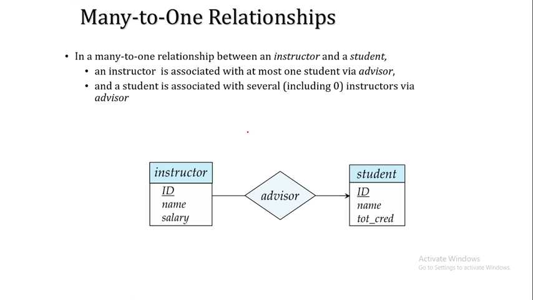Next comes your many-to-one relationship. If you just look into this diagram, what this indicates is that only one student is indicated and many instructors are indicated. An instructor is associated with at most one student. That means it is only one student in this case, that is why this is one. And a student is associated with several instructors, or may be zero. That is why there are many instructors. This is just the opposite of the previous one.